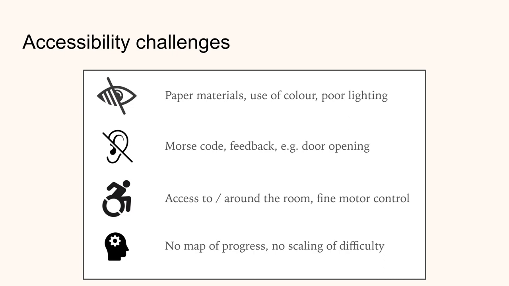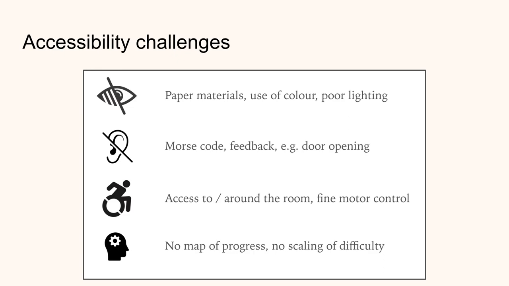challenges. And cognitively, there's no map of progress, so you don't know when the end is coming. For people who have things like autism, that can be quite hard. And there's no scaling of difficulty. So people who have learning difficulties may find that the rooms are too difficult for them and that they can't process them in time. Someone who has a processing impairment might not be able to take information from lots of different sources and come up with the solution. That can be quite overwhelming for people with cognitive issues.